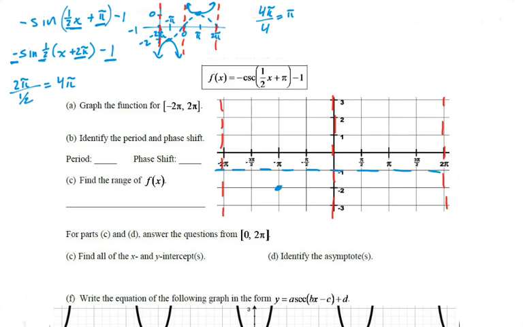And then we know that at negative pi, we go down to -2. So I'm going to go right here. And then at pi, we're going to go up to 0. And then I'm going to graph my function. Oh, snap.